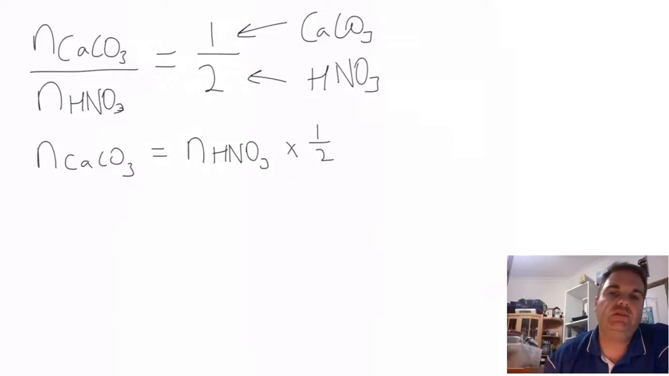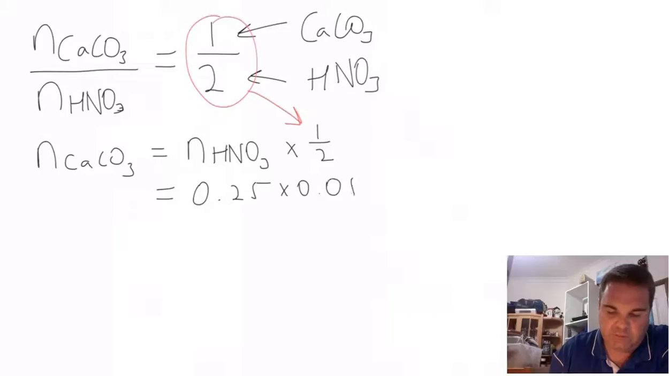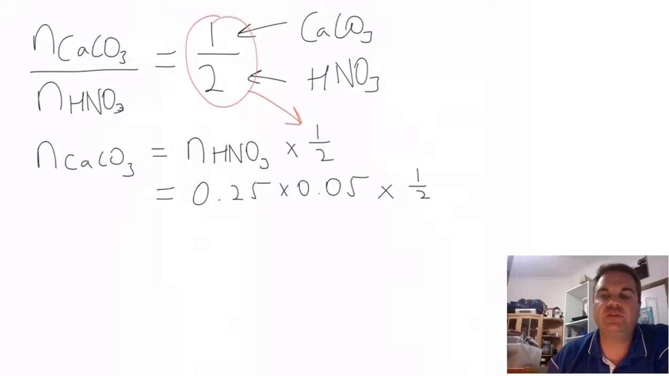Because we use our mole ratio of 1 over 2 up here, we just take that value straight down here and we multiply it by the number of moles of nitric acid that we calculated previously. So that's going to be 0.25 times 0.05. That was the number of moles of nitric acid I asked you to remember from the last slide. We're going to multiply that by half. Again, we could work that out if we want to, and if it's an exam question that asks you to work it out, but we're just trying to get through to the final mass.